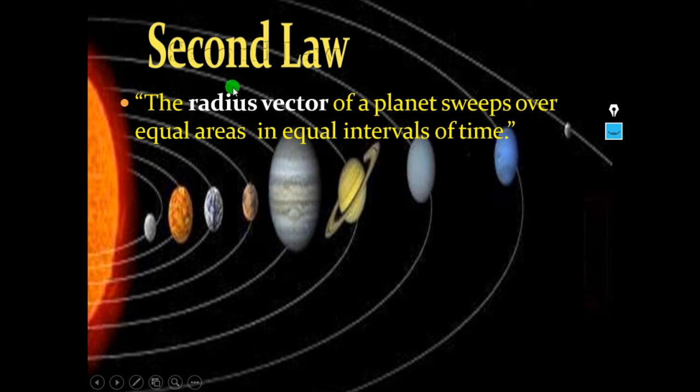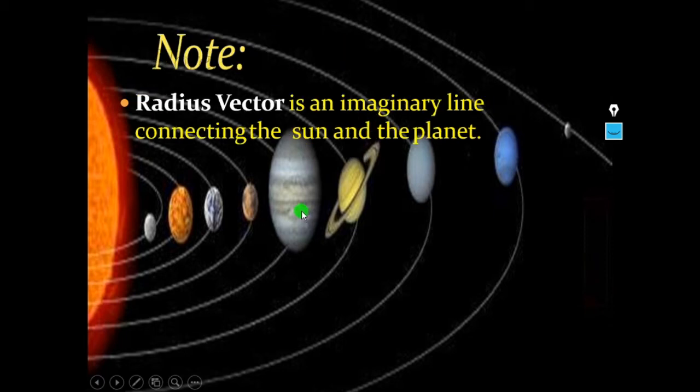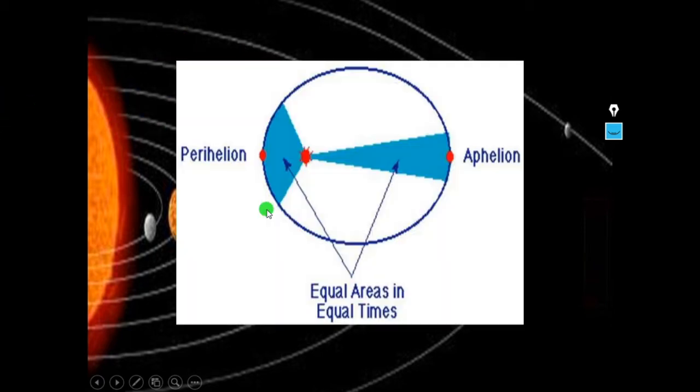Now the second law. The radius vector of a planet sweeps over equal areas in equal intervals of time. Let us know about this. The radius vector is an imaginary line connecting the Sun and the planet. It is not a real line, but an imaginary line which we assume is connecting the Sun and the planet.